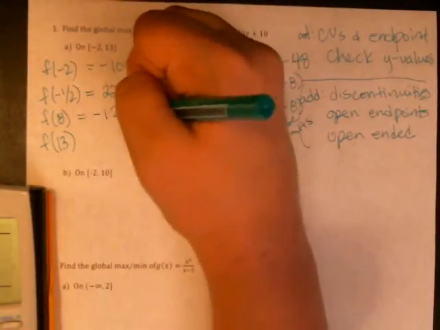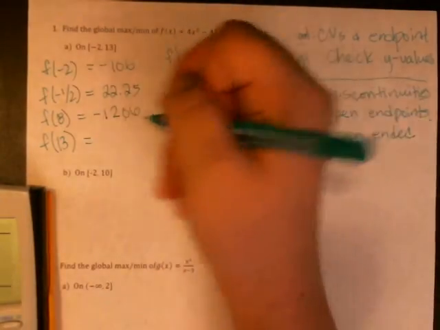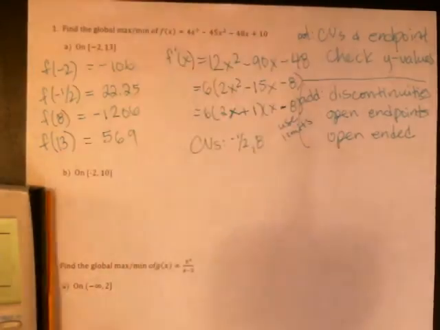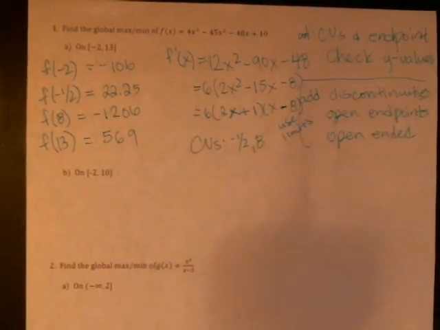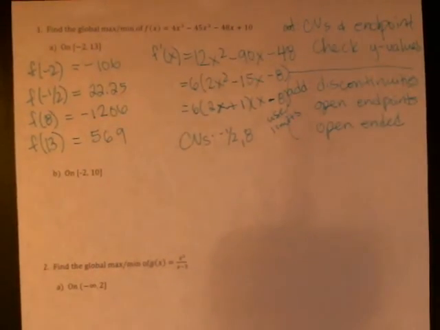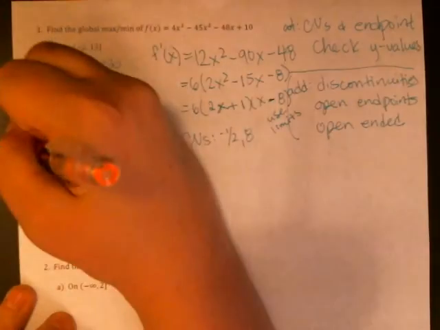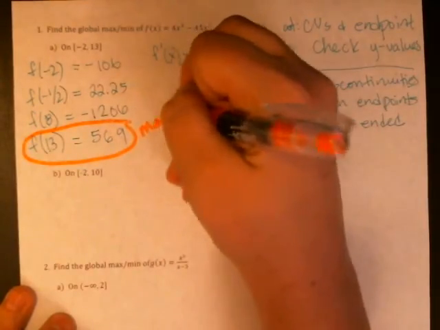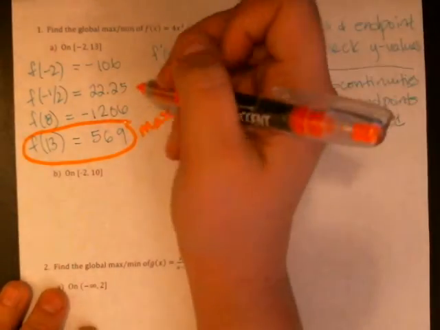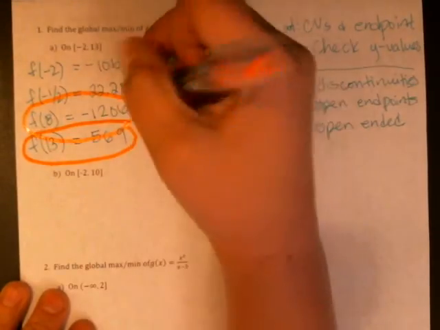And +8 gave me -1,206. And then 13 gave me 569. Okay, so again, remember, it's really important that you understand what we're looking for here. We are trying to find the very biggest, very smallest y value, which means we don't really care about slope. All we care about is making a really thorough list of everywhere that could happen, and then comparing the y values. So looking at my list, I've checked all the places I need to check, and it looks to me like I got a global max at x equals 13, and I got a global min at x equals 8.